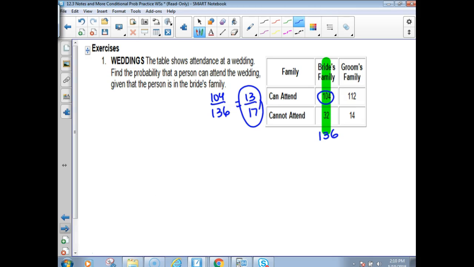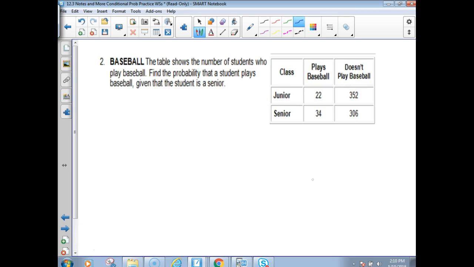All right, let's go to the next one. We've got baseball. The table shows the number of students who play baseball. Find the probability that a student plays baseball given that the student is a senior. So we just want to look at the seniors. This time we're going horizontally. We'll see the total of the seniors first. That'd be 340. Then the probability the student plays baseball is 34 out of 340, and that would reduce to 1 in 10.